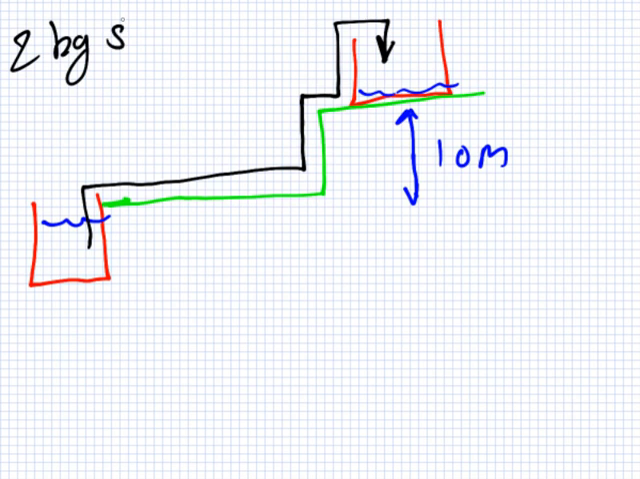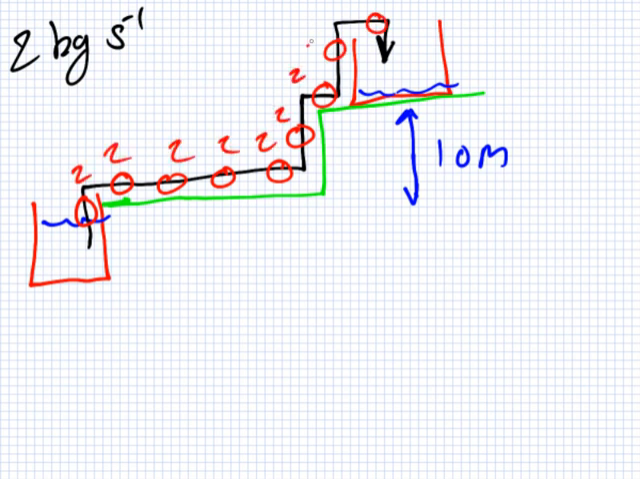2 kilograms per second. So the way I pictured this in my mind is I pictured 2 kilogram balls of water moving along. Each of these is 2 kilograms. And how much comes out per second? 2 kilograms. So it's like one ball of water per second.